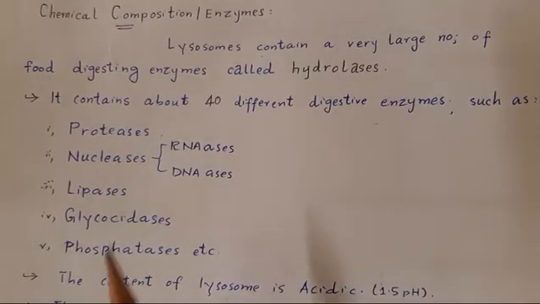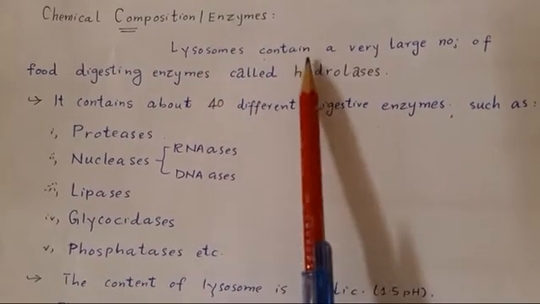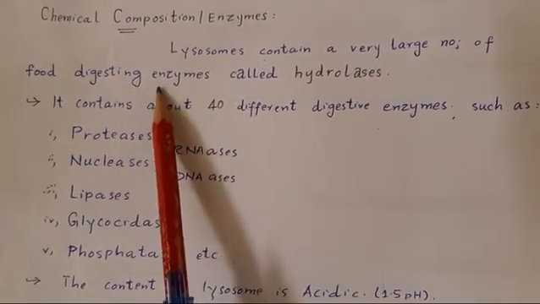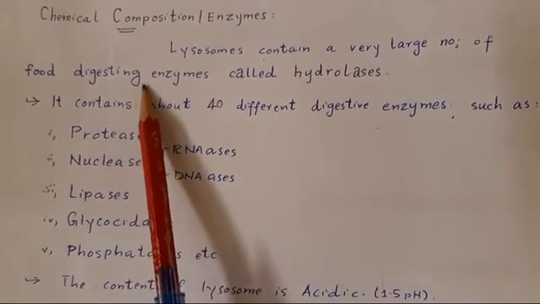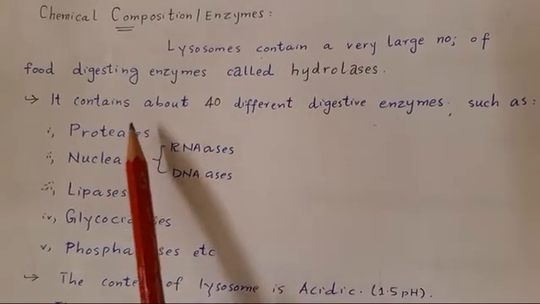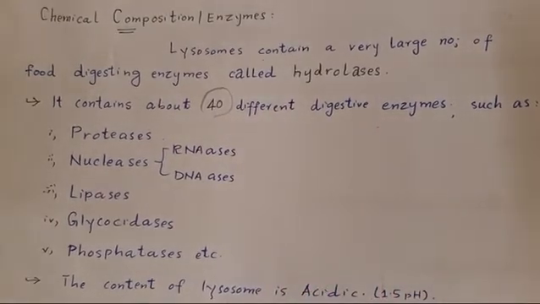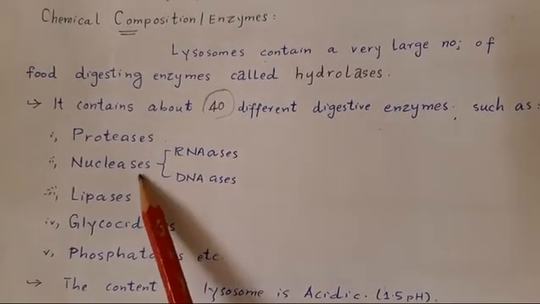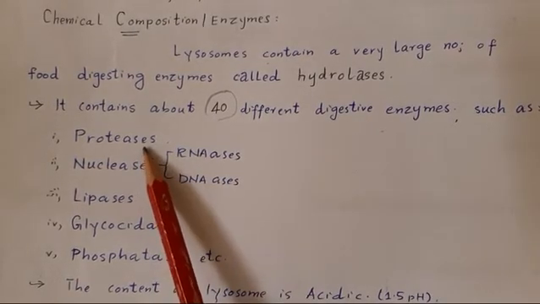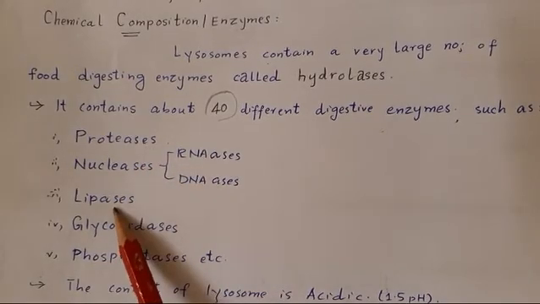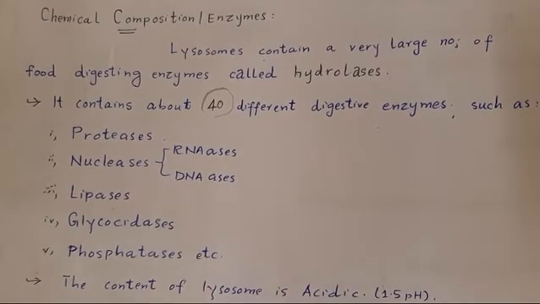Now, chemical composition or enzymes of lysosome. Lysosome contains a very large number of food digesting enzymes called hydrolases. It contains about 40 different digestive enzymes such as nucleases, RNases which break RNA, DNases which break DNA, proteases which break down or digest proteins, lipases which digest lipids, glycosidases which digest carbohydrates, and phosphatases which break the phosphate bond.